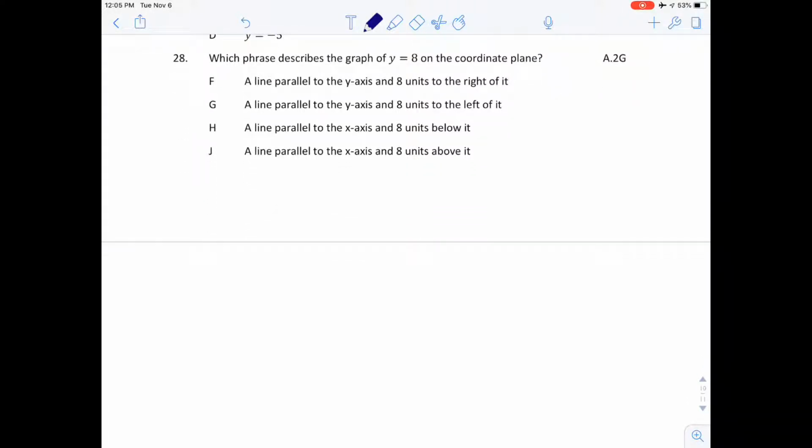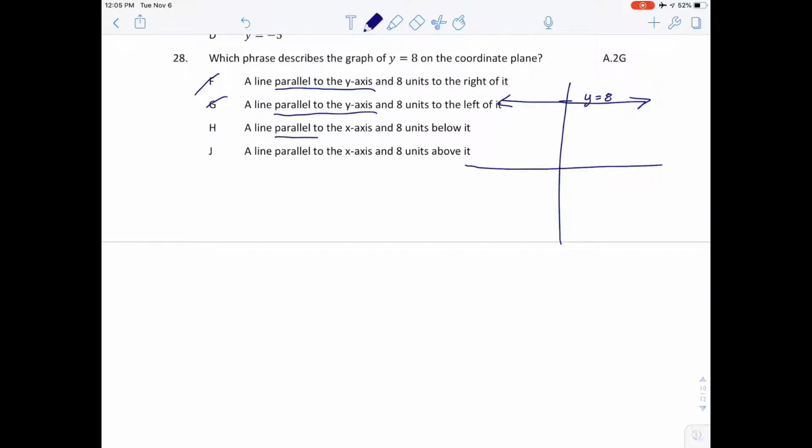Last one, number 28. Which phrase describes the graph of y equals 8 on the coordinate plane? So y equals a number is going to be horizontal, right? We're going to say this is 8 up here, so it's going to go just like so. This is the line, y equals 8. All right, so is it parallel to the y-axis? No, it's crossing the y-axis. Is it parallel to the x-axis? Yes, it is. But is it 8 units below it? Nope, it's 8 units above it. So it's not H. J says the same thing, but it is 8 units above it. So that is the correct answer.